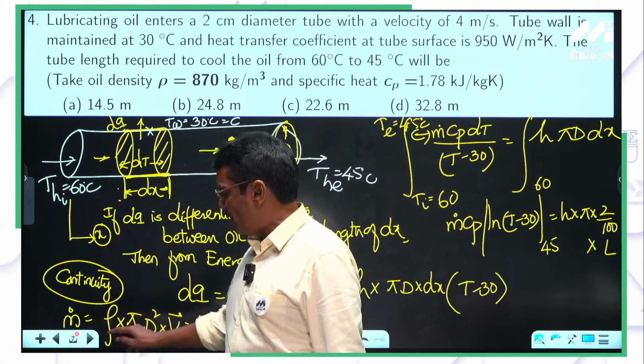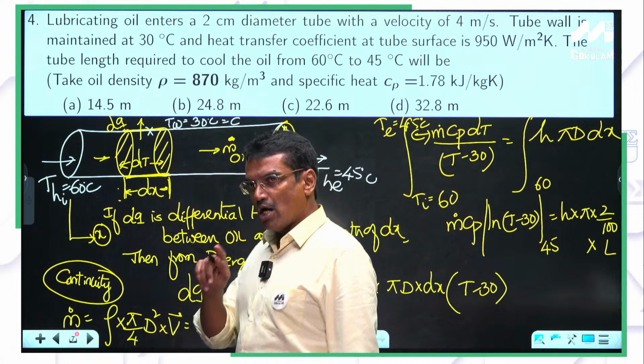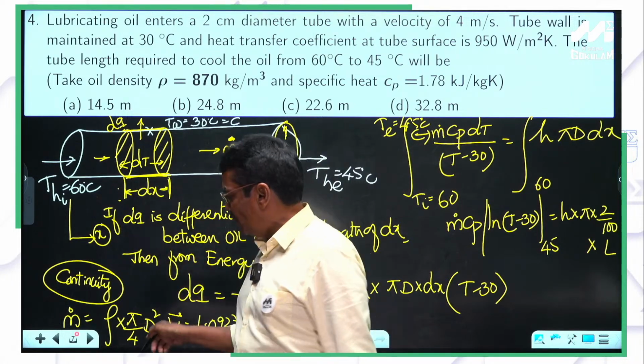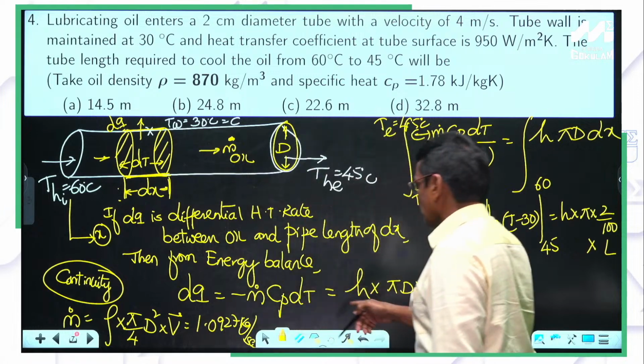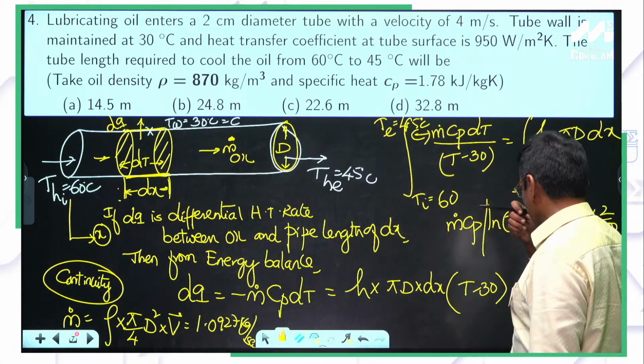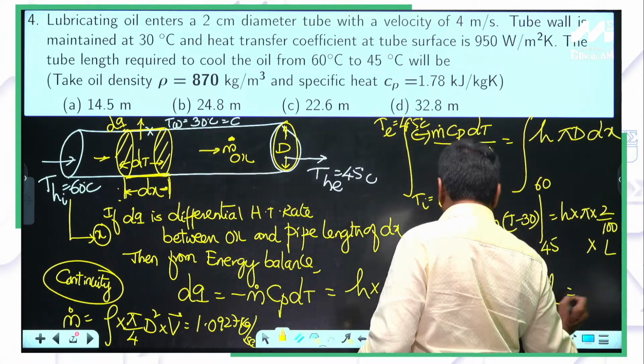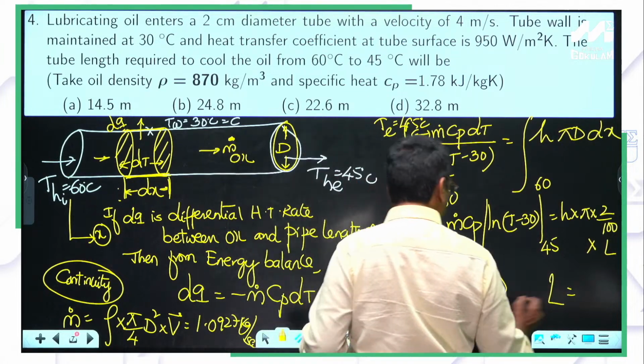Mass flow rate is given by rho A V. M dot is given by rho A V. V is the velocity of flow. Diameter is known. Density of the oil is given. We get the mass flow rate. Substitute in this equation, and now we get the length of the pipe as 22.6 meters.